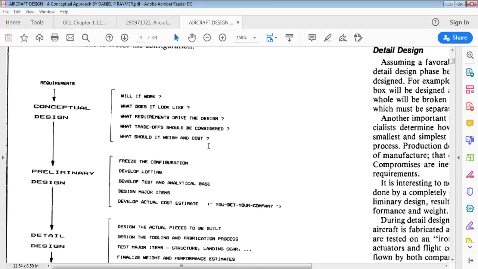Clear? So next we look here, preliminary design process. Once the concept is ready with you, we come to the preliminary design process. In this preliminary design, what happens? You already have the concept ready. We will freeze that configuration. What does this configuration mean?